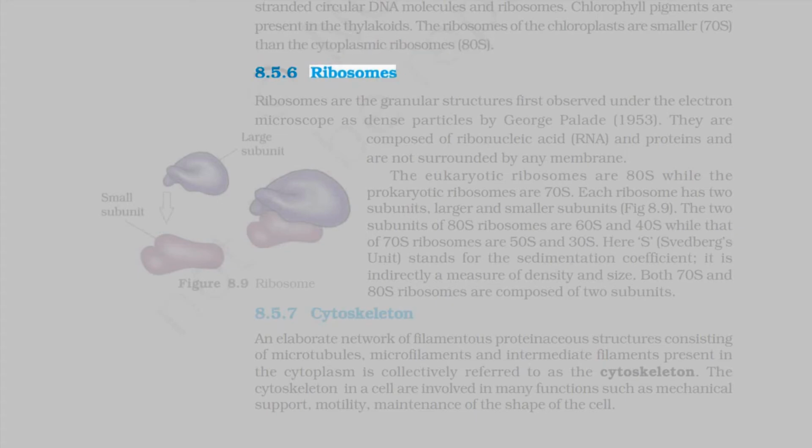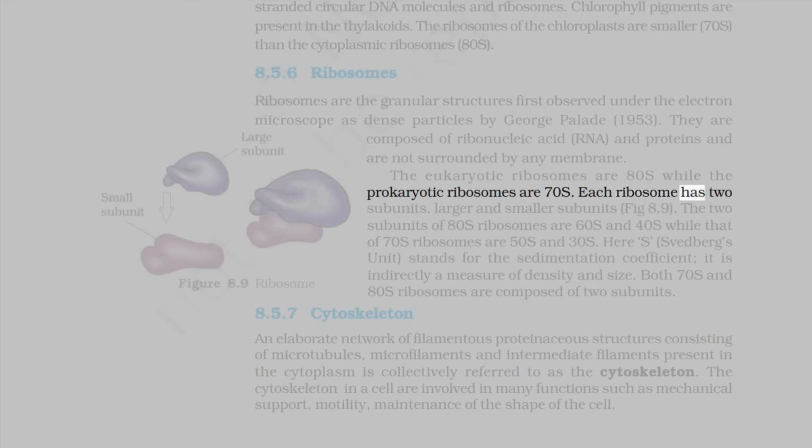8.5.6 Ribosomes. Ribosomes are the granular structures first observed under the electron microscope as dense particles by George Palade, 1953. They are composed of ribonucleic acid, RNA, and proteins and are not surrounded by any membrane. The eukaryotic ribosomes are 80S while the prokaryotic ribosomes are 70S.